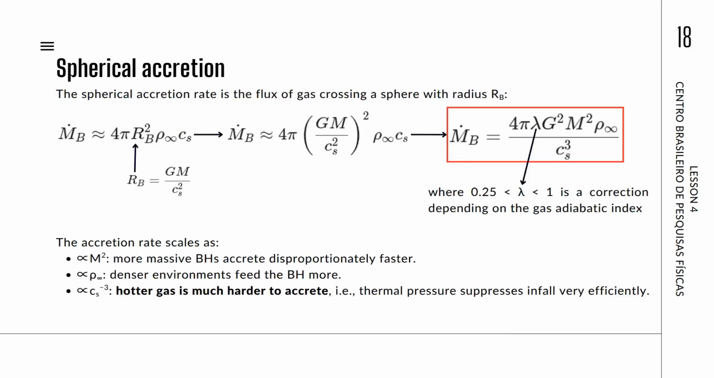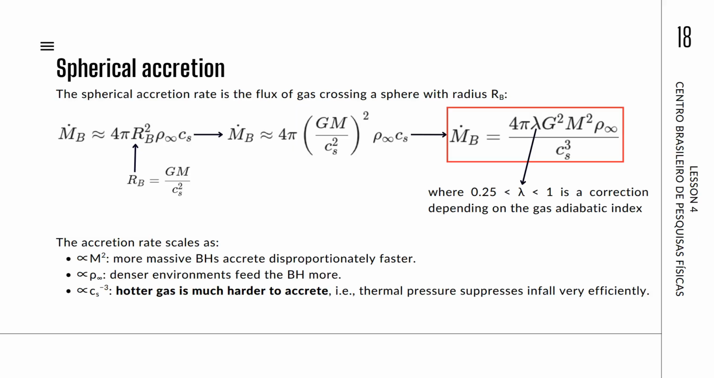So the spherical accretion rate is the flux of gas crossing a sphere with the Bondi radius. So if you have density times velocity, just taking the dimensional analysis, what do we have? Density times velocity. We have mass over volume times length over second. Okay, so you have mass per area per second, a flux.